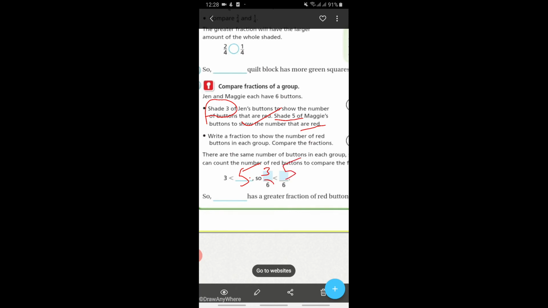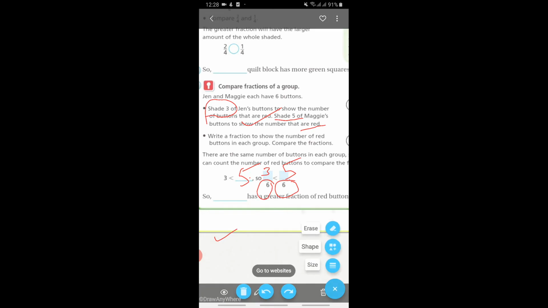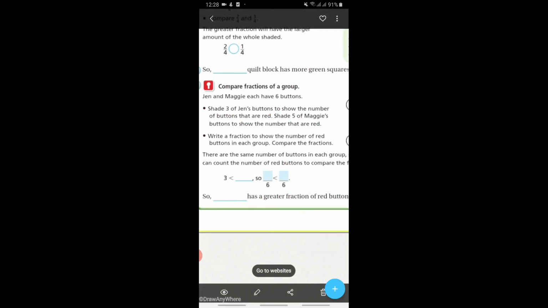As we see, what are the denominators? The denominators are 6 and they are the same. So we have to see the top numbers, 3 and 5. Which one is greater? 5 is greater. So I just write down 5 by 6 is greater than 3 by 6. So here we have to write who has the greater fraction. Which one has the greater fraction? This one. So I just write down Maggie. Maggie has a greater fraction of red buttons.